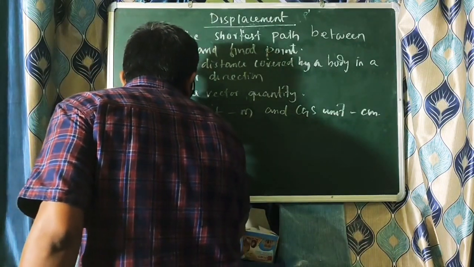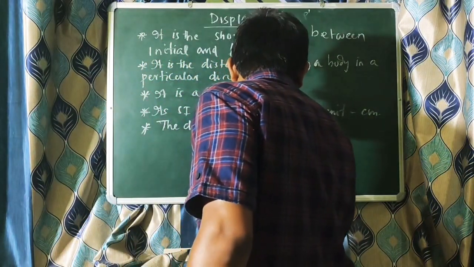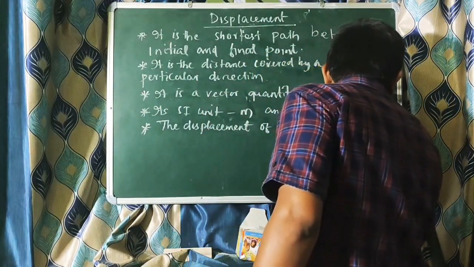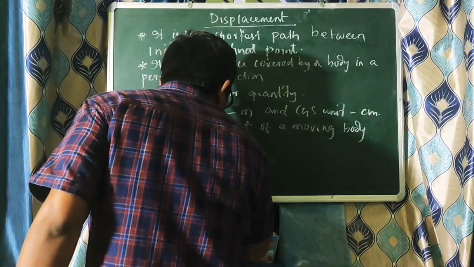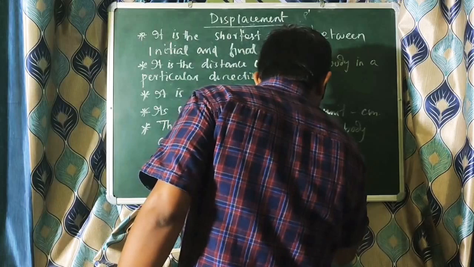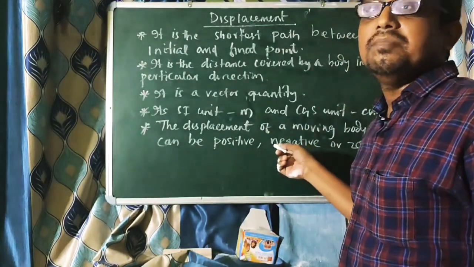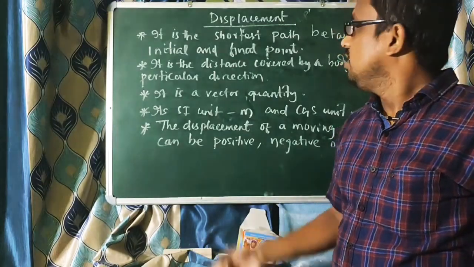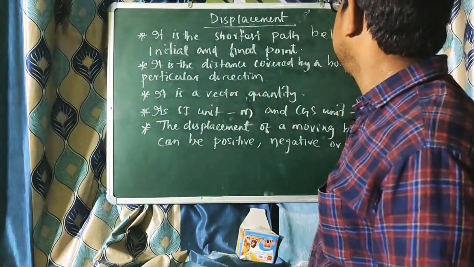Now, next, the displacement of a moving body can be positive, negative or 0. That means the body will move but the displacement can be 0. We will see how the displacement of the moving body will be 0. Clear? Okay. Let us solve some numerical problems.